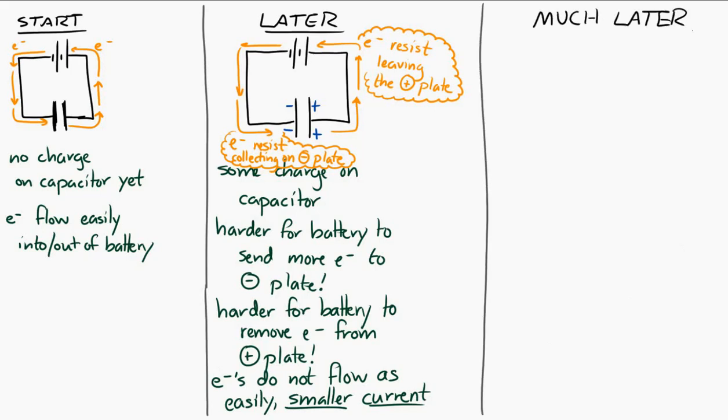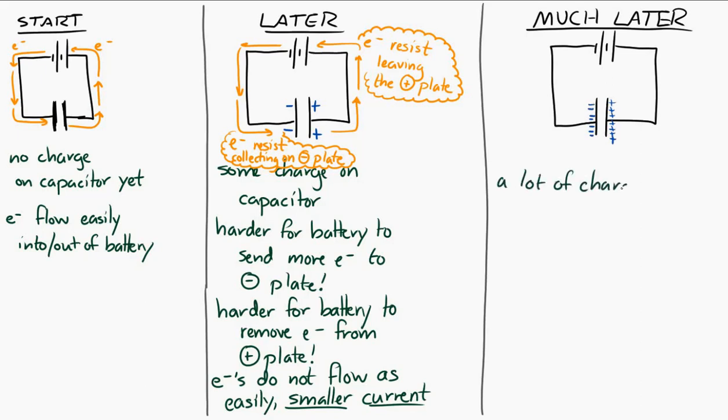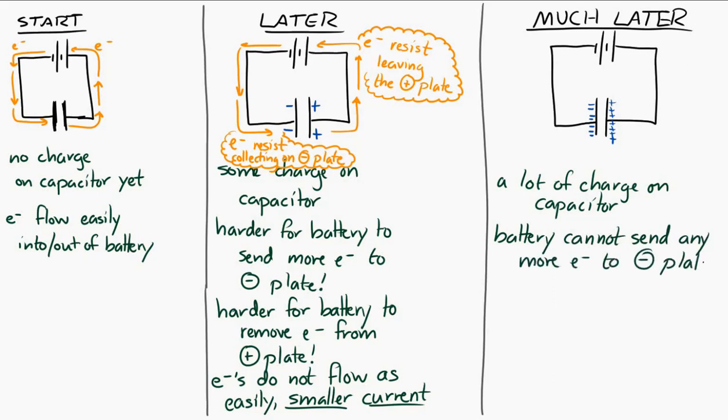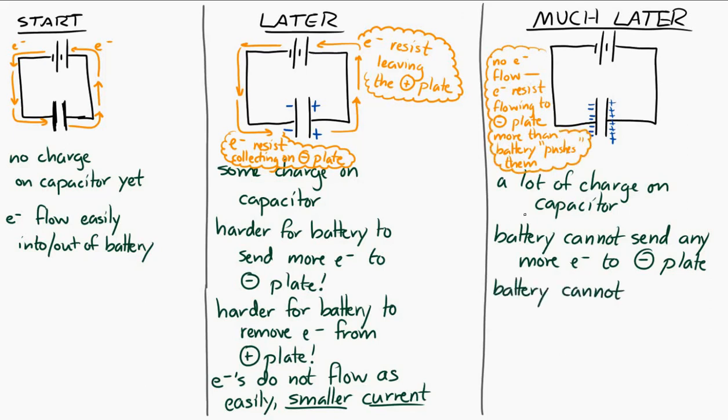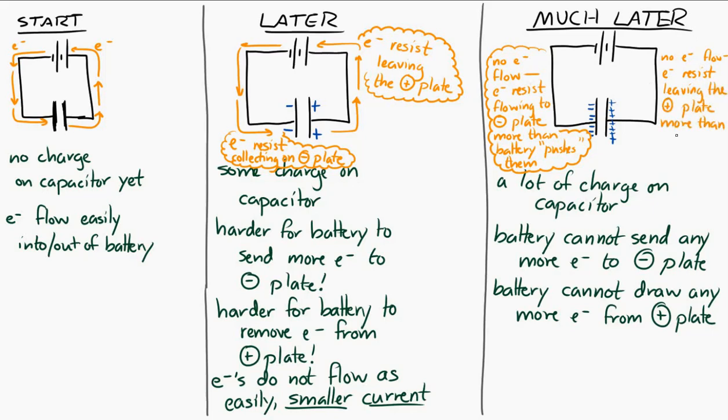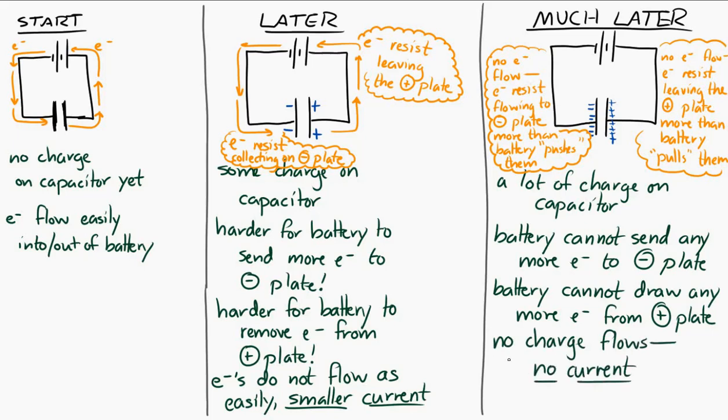Much later, when there's a lot of negative charge on the negatively charged plate and a lot of positive charge on the positively charged plate, the battery is not going to be able to send any more electrons onto the negatively charged plate. There's so much negative charge that the battery cannot push more electrons onto it. Likewise, on the positive side, the battery is not going to be able to pull any more electrons off that plate because there's so much positive charge attracting those electrons. So much later on, no charge is going to flow. There's not going to be any current anymore.